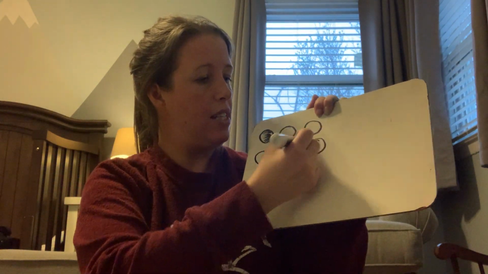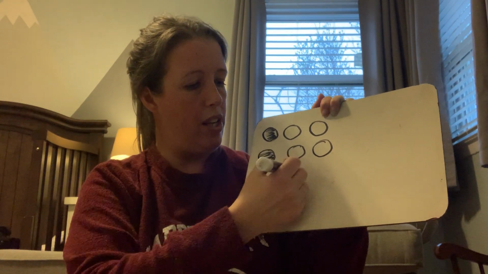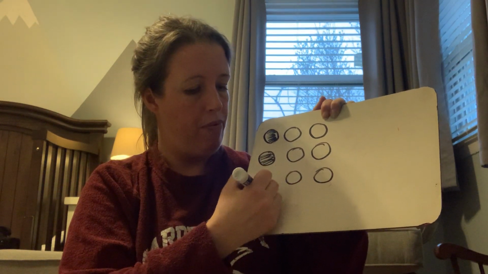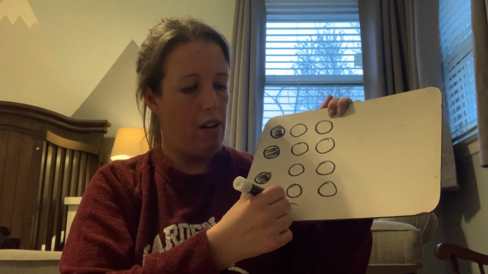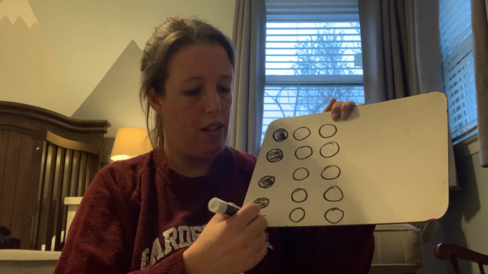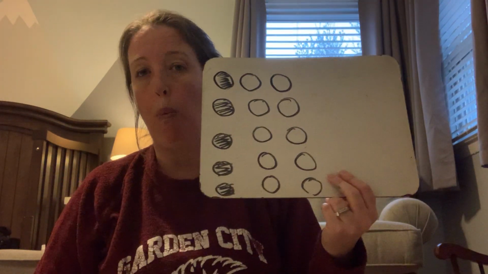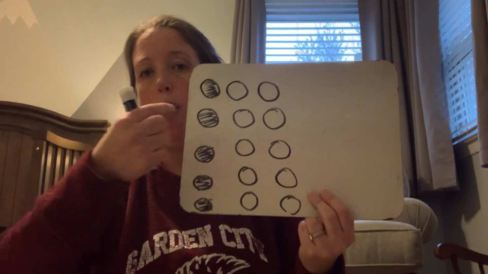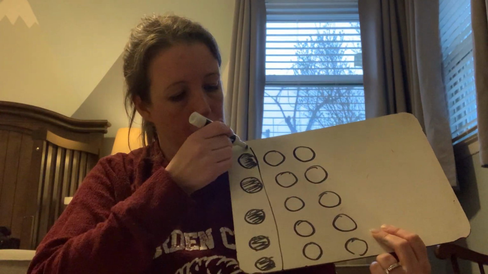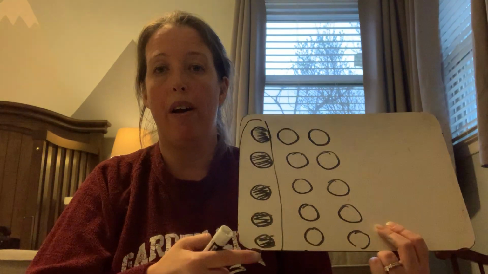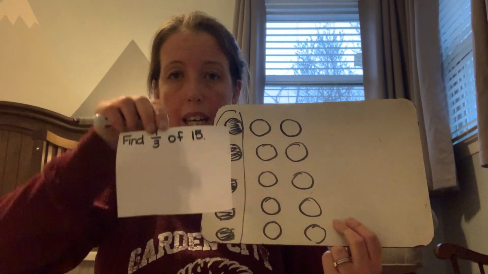4, 5, 6, 7, 8, 9, 10, 11, 12, 13, 14, 15. And now I want to see how many counters represent 1/3 of these 15. Well, look, here's one of my 3 rows or columns. And how many are in that? 1, 2, 3, 4, 5. So 1/3 of 15 equals 5 of the counters.